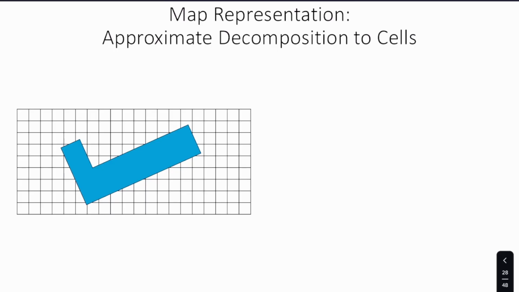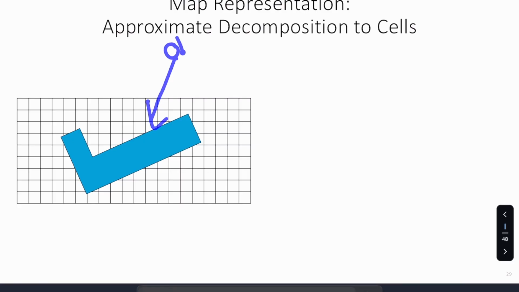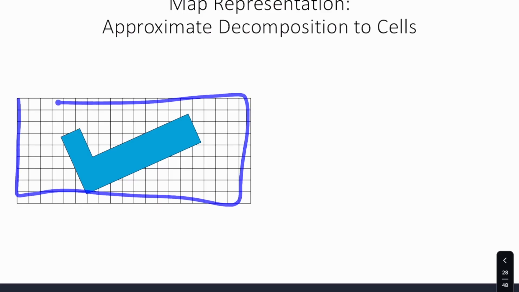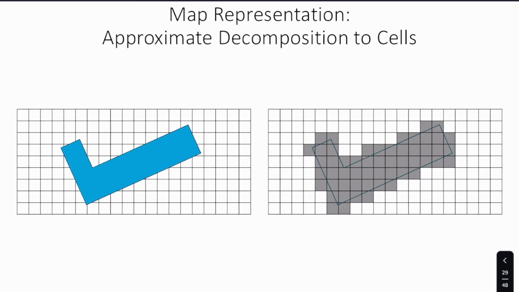So in this case, this little blue blob here is our obstacle. And the grid around it is our physical space that we've decomposed into equal-sized cells. The process is very simple. Essentially, for every cell in which you can find part of the obstacle, we just mark that entire cell as being impassable.